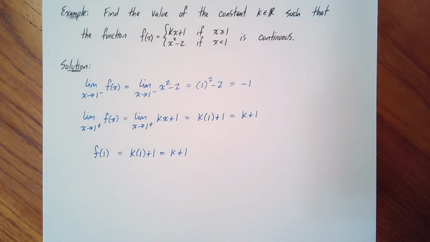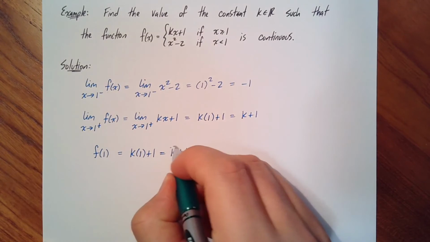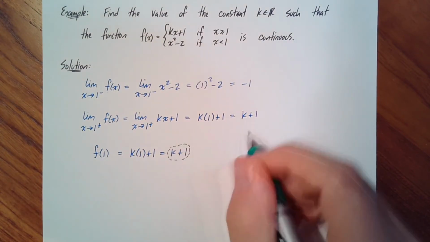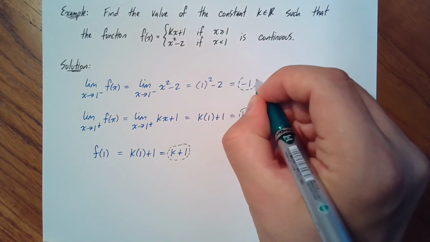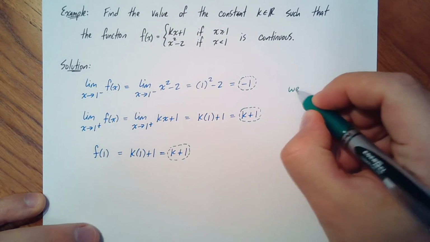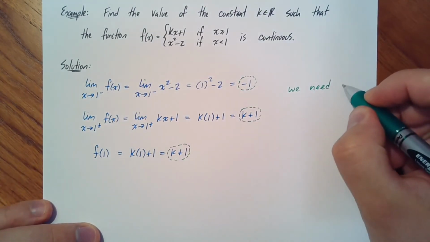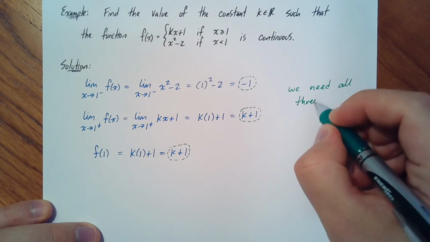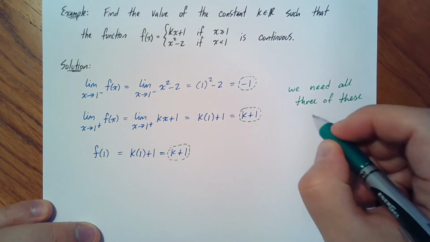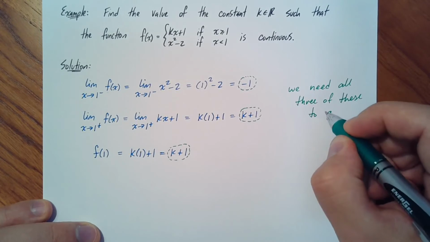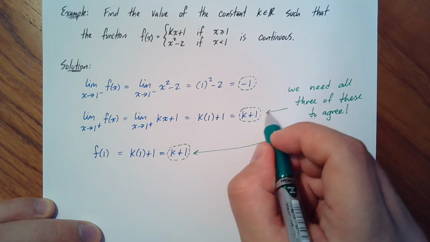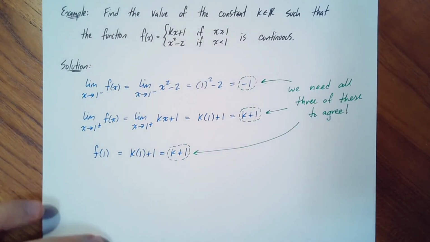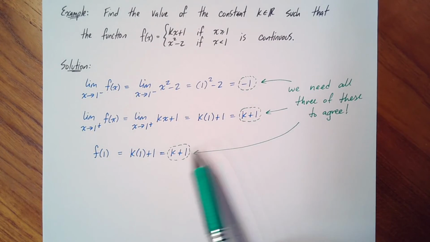Okay, and here is the idea. This was the function value. This was the limit from the right. And this is the limit from the left. And what we need is for all three of these to agree. We need this one, and this one, and this quantity all to be the same. Well, it doesn't matter what k is. These two are automatically going to be the same because they're both symbolically the same. They're both k plus 1.